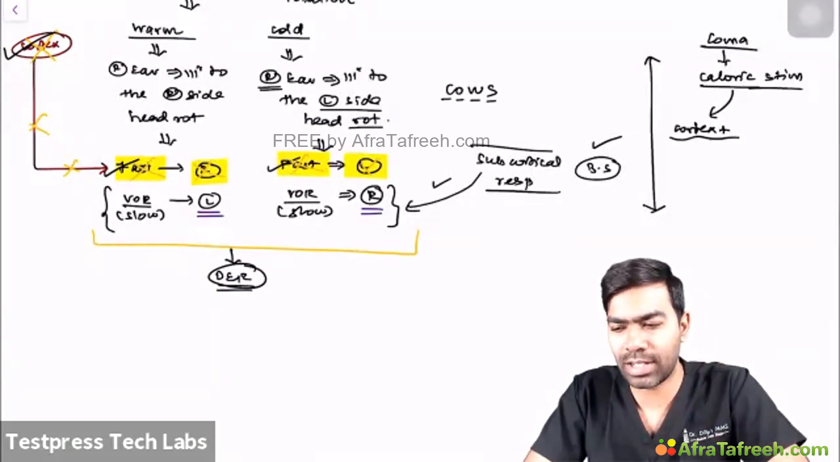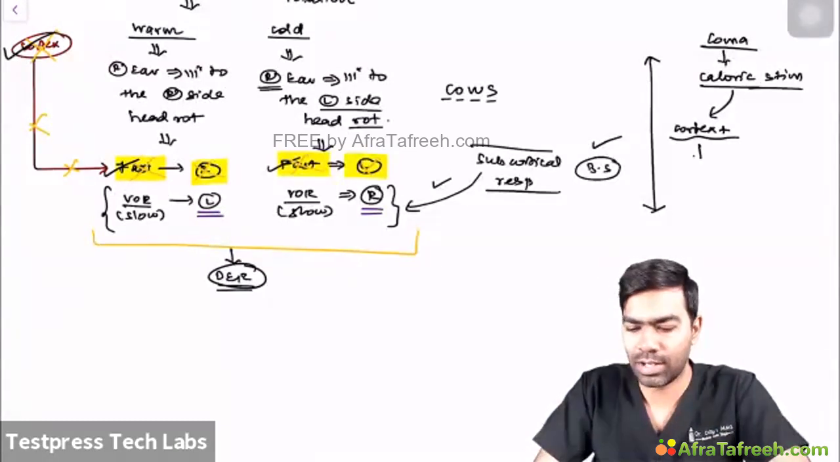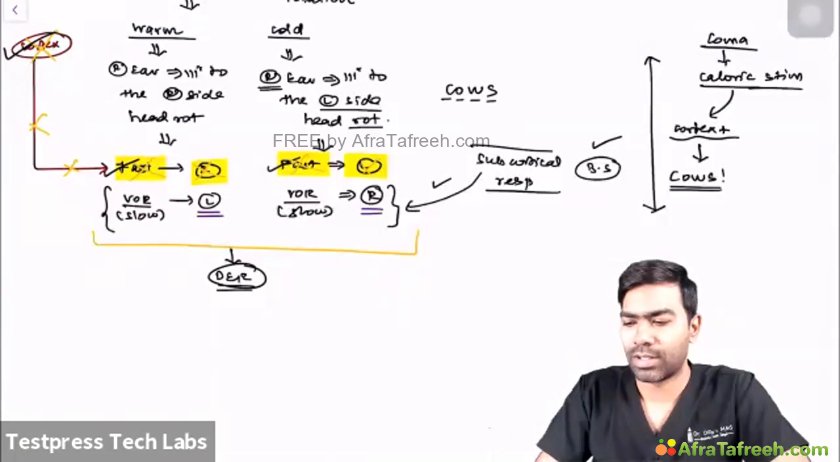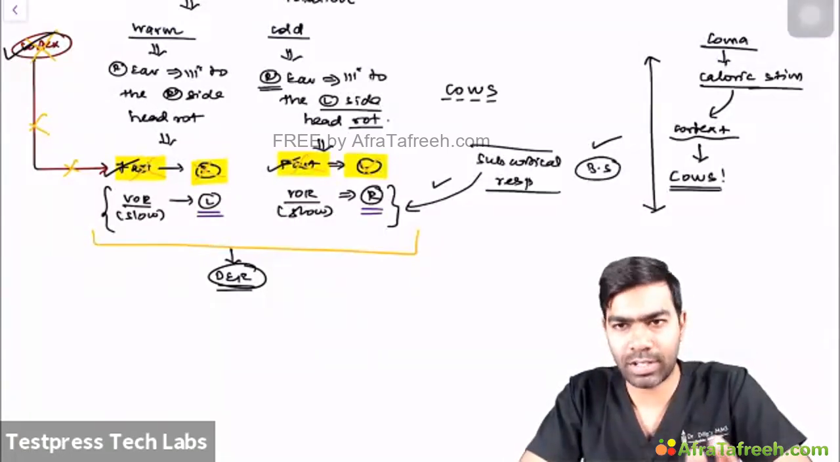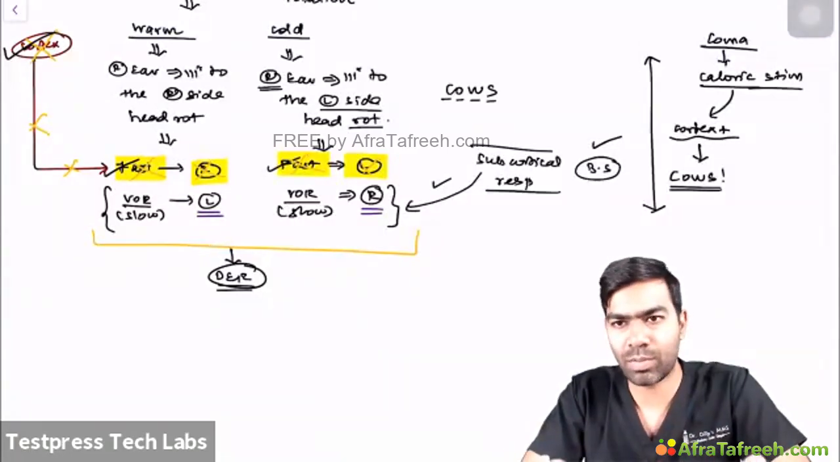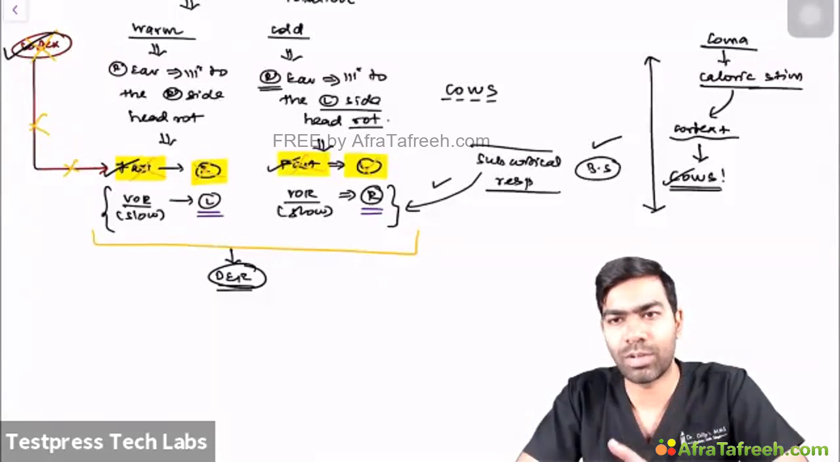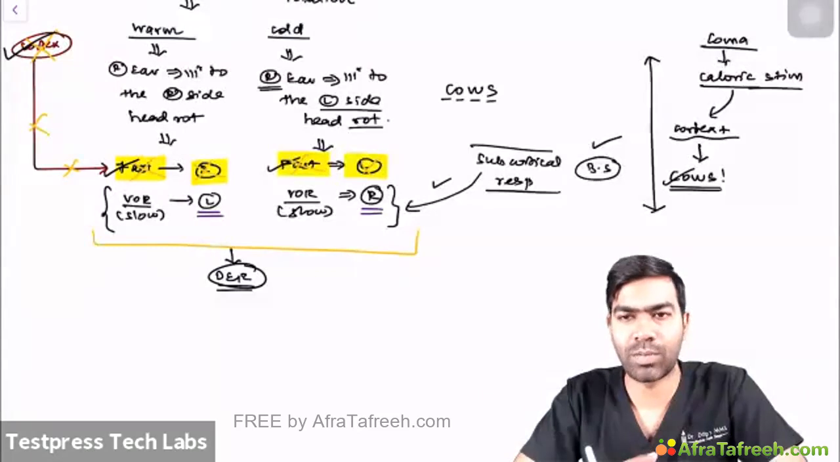The cortex is intact, and if you're doing a caloric stimulation in this setting, you will see the same COWS response only. That's what you're going to expect. Because the cortex is there, you will be able to produce the fast component as well as the slow component, and the same COWS is the response that you'll get. If you put cold water, the fast component will be towards the opposite side, and if you put warm water, the fast component will be towards the same side.